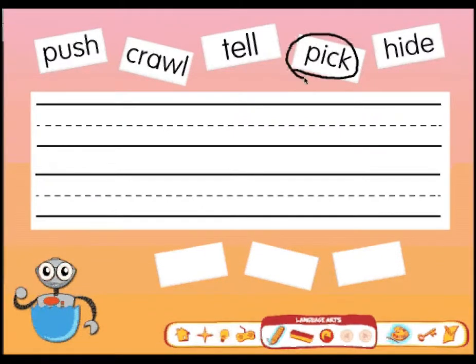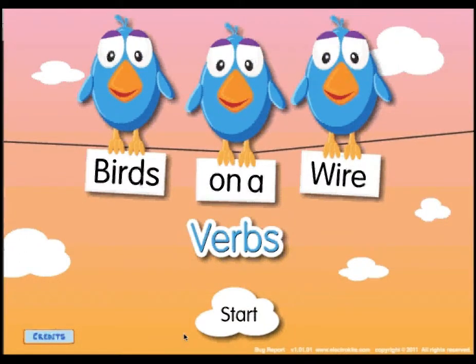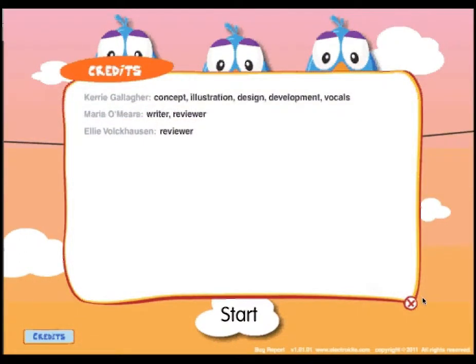Here are some additional details. If we go back to our home page, we can view credits, report bugs, or make suggestions, and launch the ElectraKite website right from the activity.